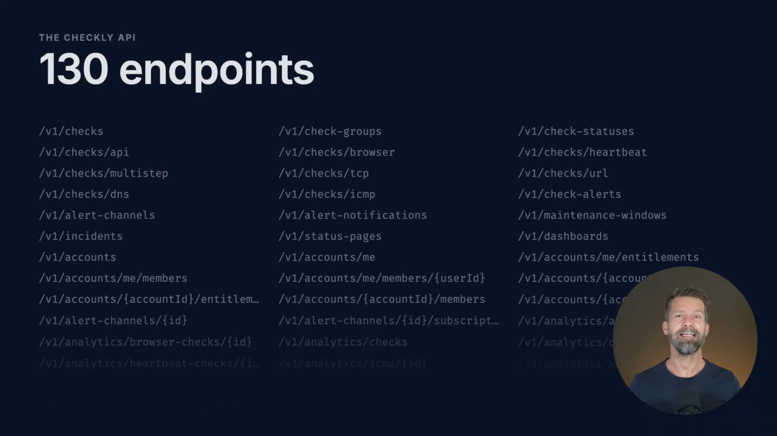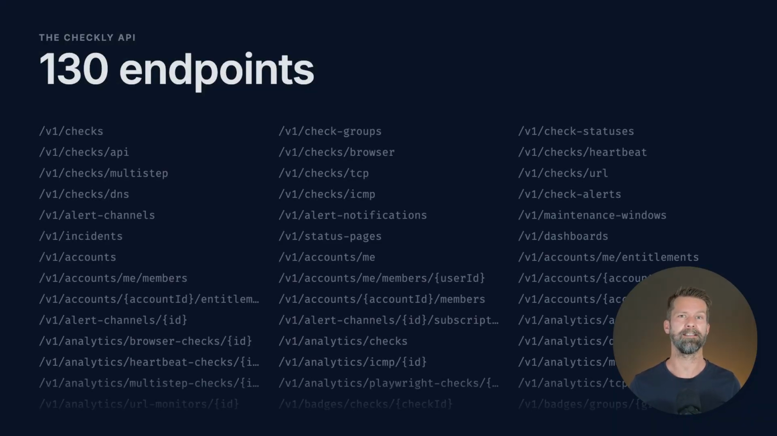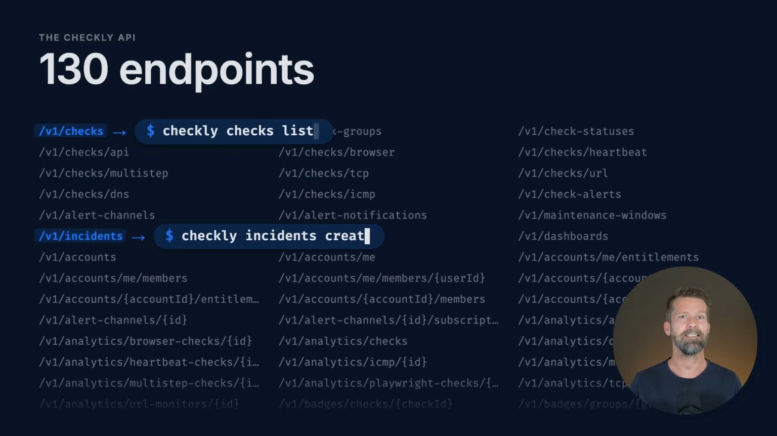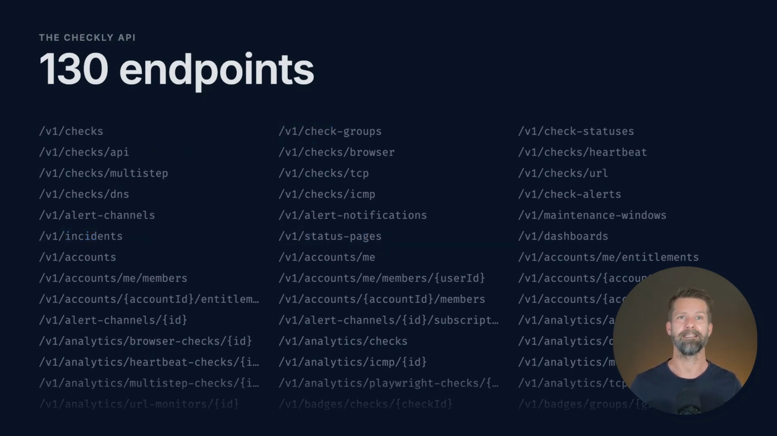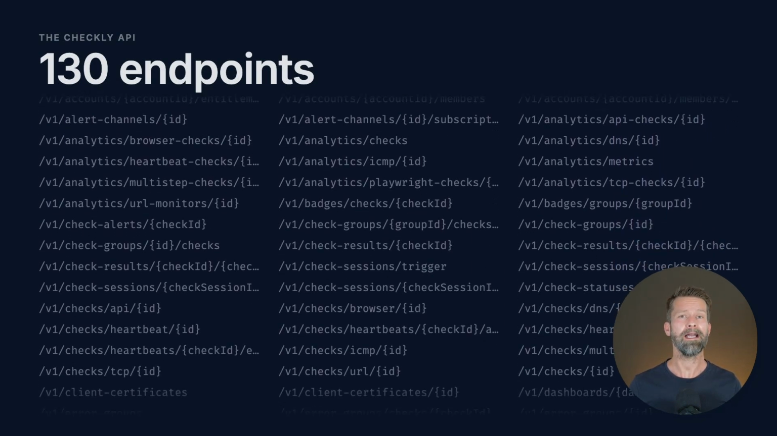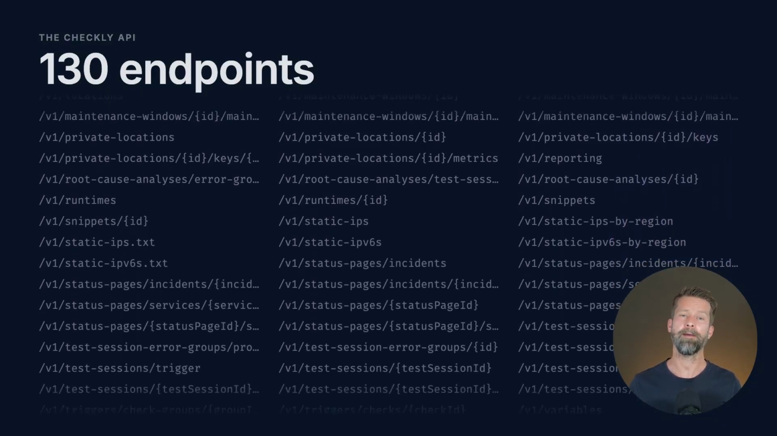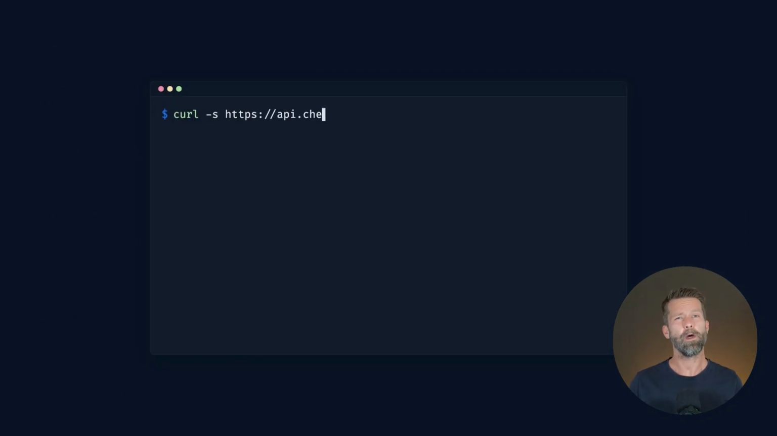The CLI ships dedicated commands for the things you reach for all the time. Want your checks? npx check.ts checks list. Want to open an incident? npx check.ts incidents create. But the check.ts API has around 130 endpoints, and we're never going to wrap every single one in a command. So what about the rest?